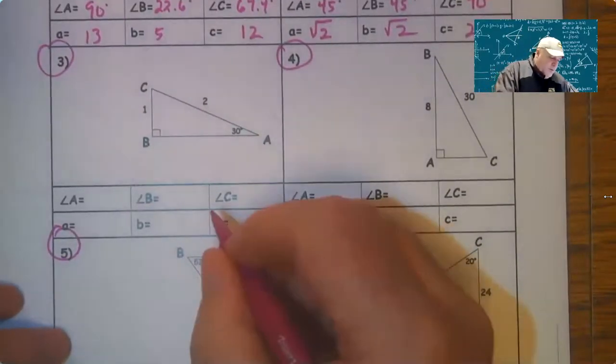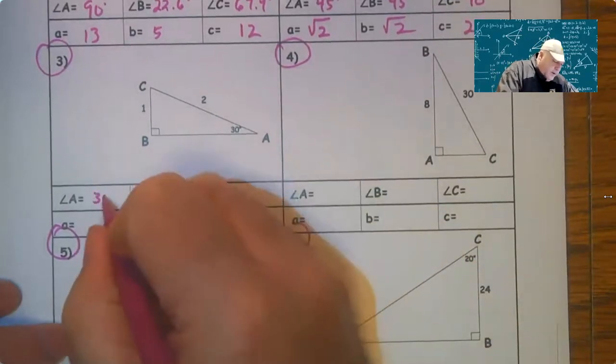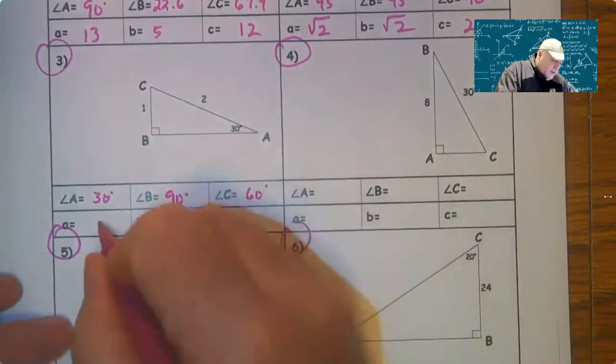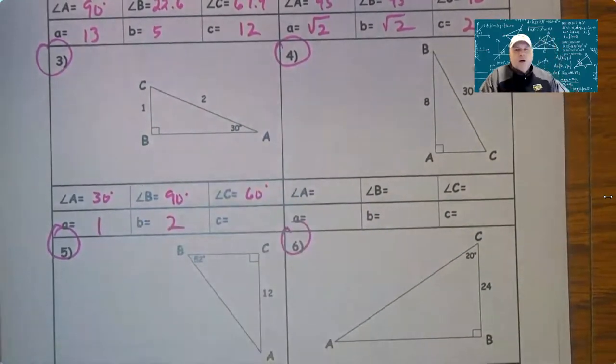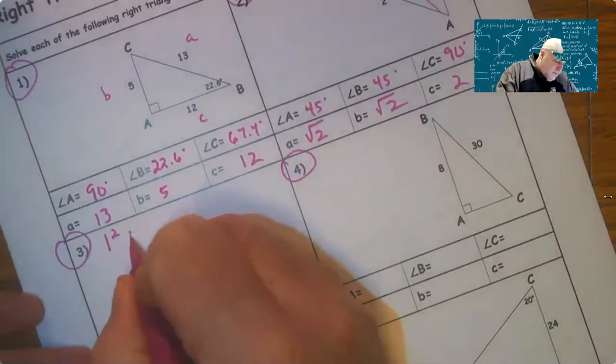First step, you want to write down everything you know. Angle A is 30. So by angle sum, that makes angle C 60. And then this is 1 and 2. So all we're missing here is one side. Well, that's the Pythagorean theorem. Well, how do you do the Pythagorean theorem? Well, trace the right angle.